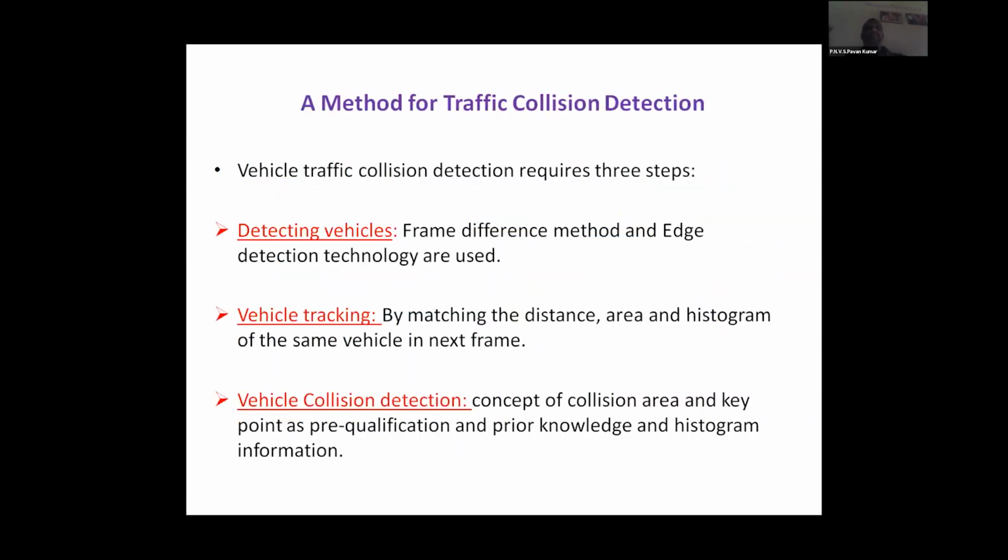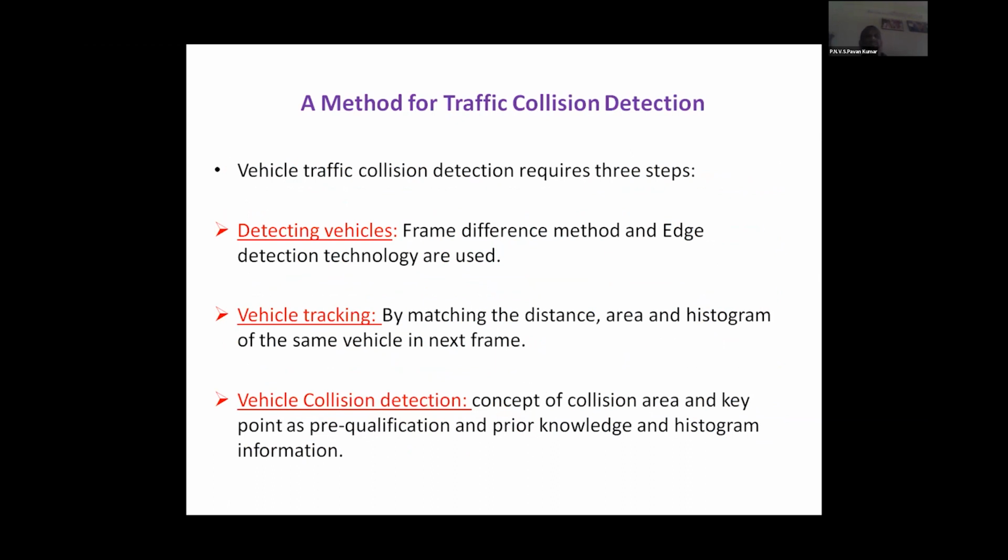So here starts the literature survey. A method for traffic collision detection usually requires 3 steps that we found in the survey. First, we need to detect vehicles by using certain methods like the frame difference method and edge detection technology that are used in the survey.